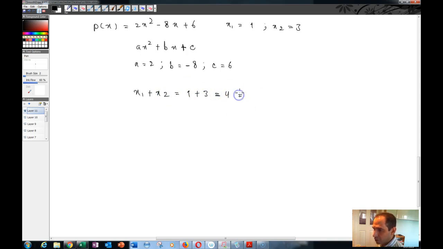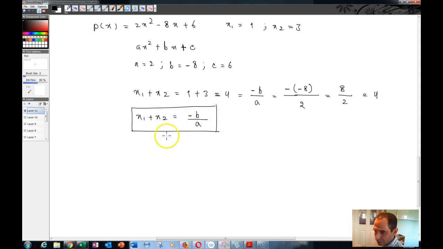And that's equal to negative b by a, meaning negative of negative 8 divided by 2, which is 8 divided by 2, which is equal to 4. So 4 is equal to 4. So what that means is that x1 plus x2 is equal to negative b by a. So that's one thing that you can see over here.